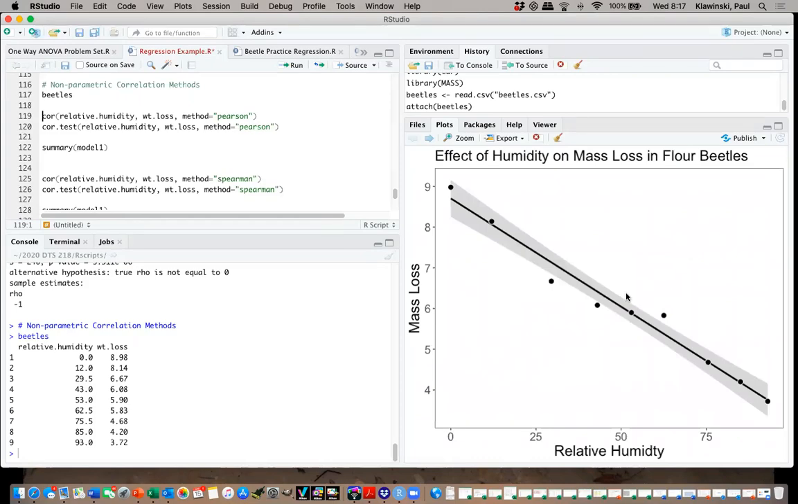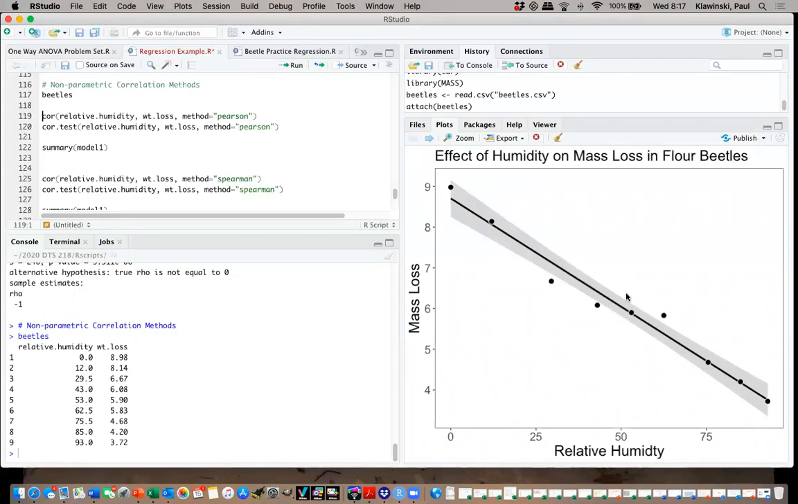But in the event that there was a relationship between relative humidity and the spread of the points around the line, you would want to use Spearman rather than a normal ordinary least squares regression, because you violate the homogeneity of variances assumption.